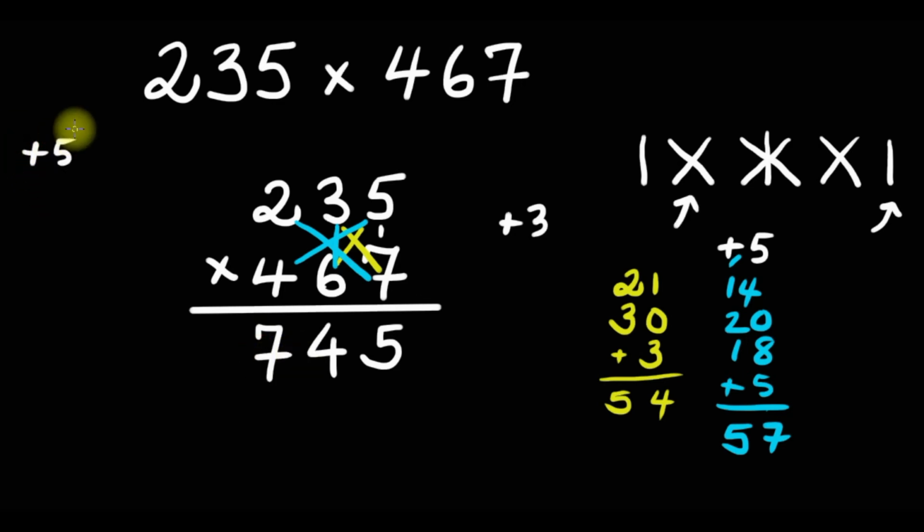So the next one's going to be 2 times 6, and then 4 times 3. So 2 times 6 is 12, and then 4 times 3 is also 12, and then you plus 5.